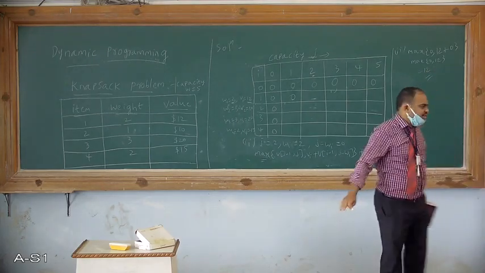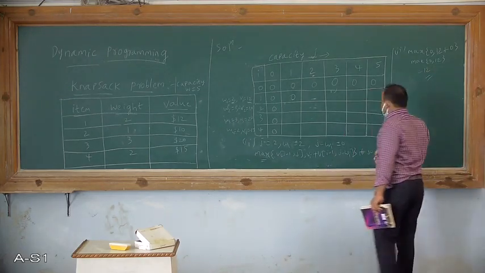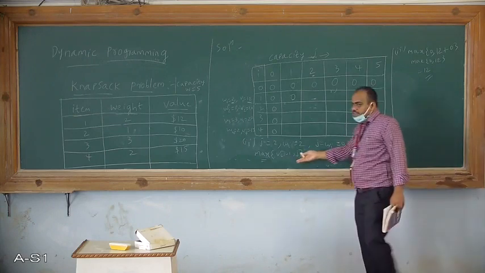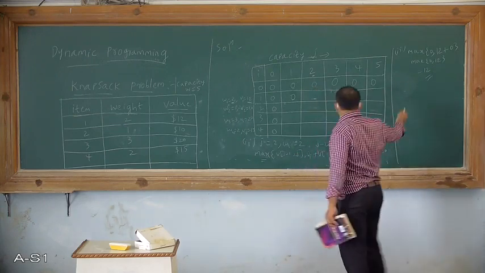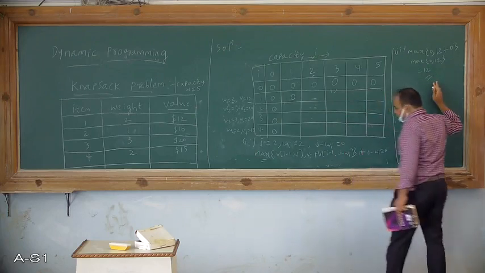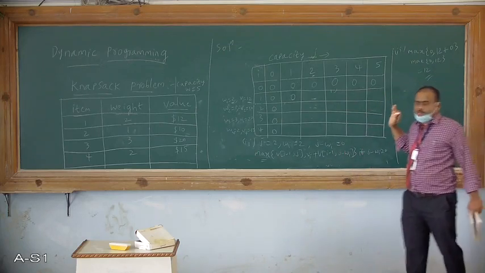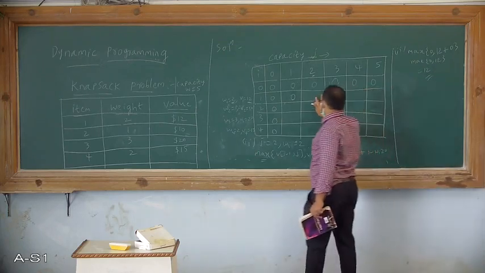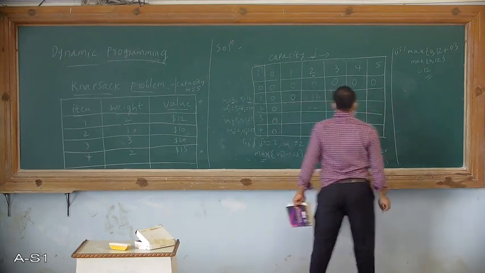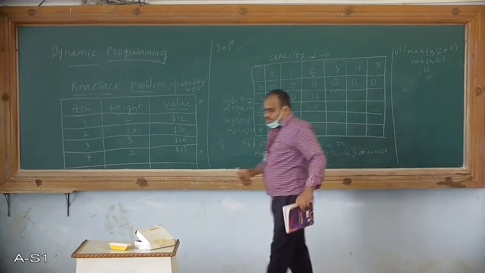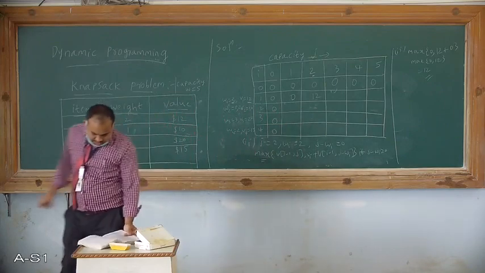Yes, we have applied this formula. In this formula, max of V of I minus 1, the first one comes as 0, the second one is 12. So we have applied 12 here. Right, so I will fill in 12. You can analyze it here. We'll go for the next case.